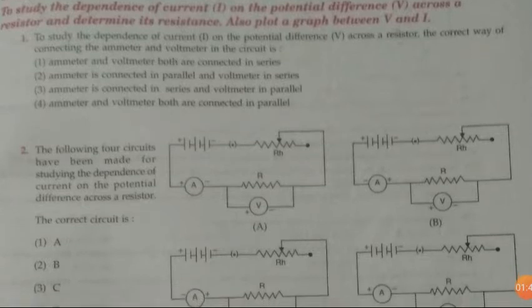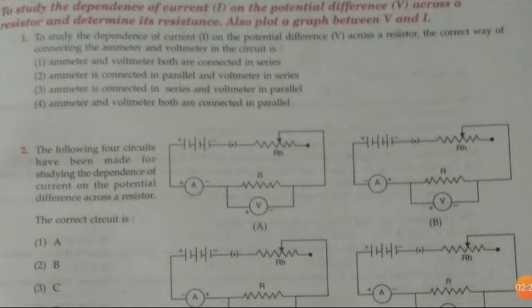First, to study the dependence of current I on the potential difference V across the resistor, the correct way of connecting the ammeter and voltmeter in the circuit is: A, ammeter and voltmeter both are connected in series. Second, ammeter is connected in parallel and voltmeter in series. Third, ammeter is connected in series and voltmeter in parallel. Fourth, ammeter and voltmeter both are connected in parallel. So the correct answer is 3. Ammeter is connected in series and voltmeter in parallel.